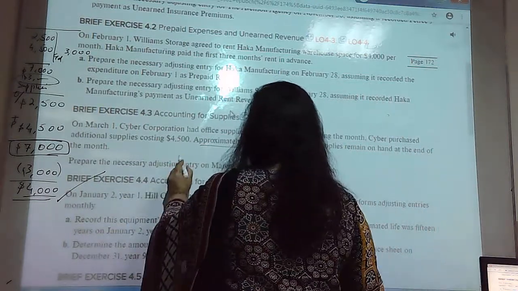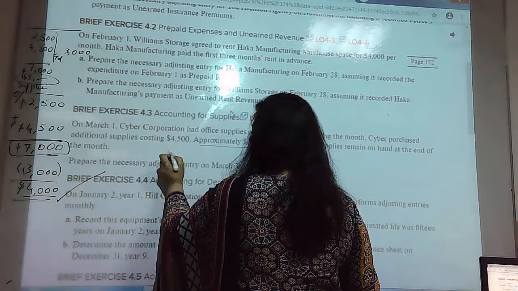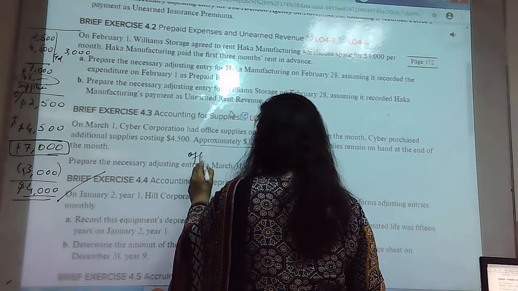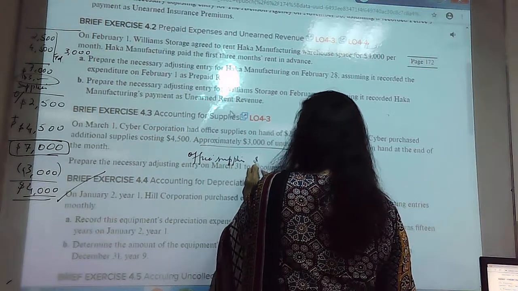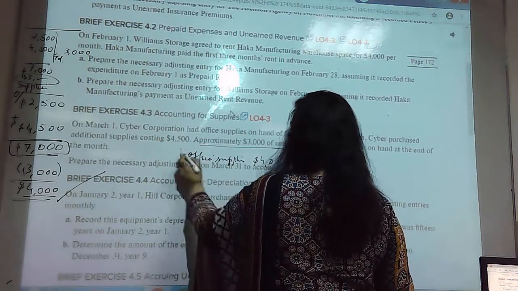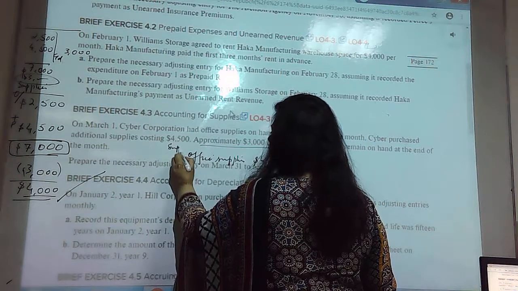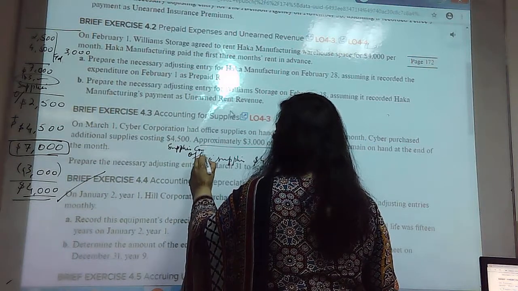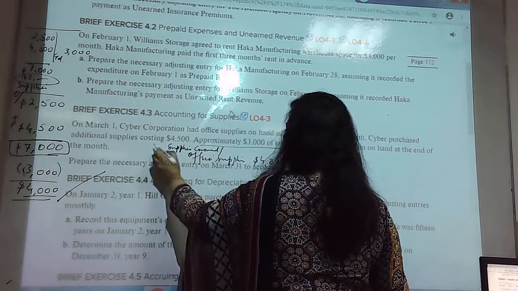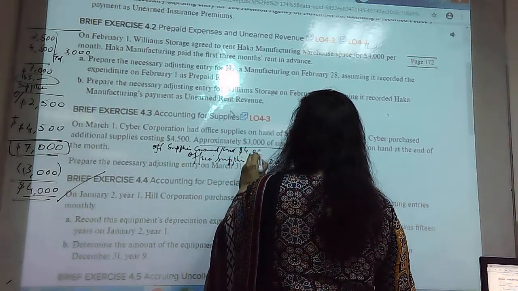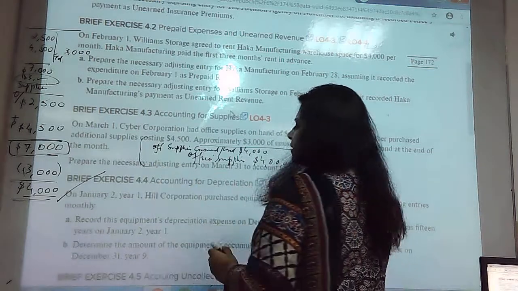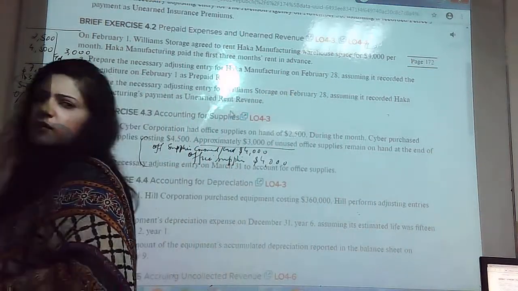So the entry is office supplies credited, $4,000, and supplies expense, for supplies consumed or used, $4,000. This is converted into expense. When an asset is converted into expense, this is through the process of consumption.